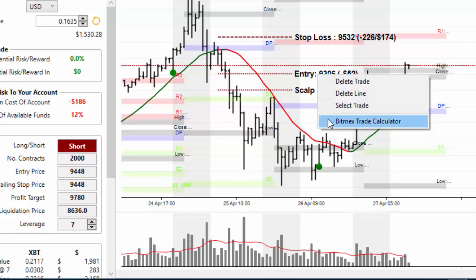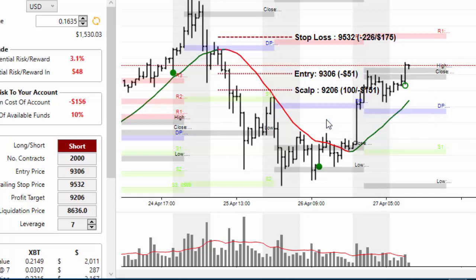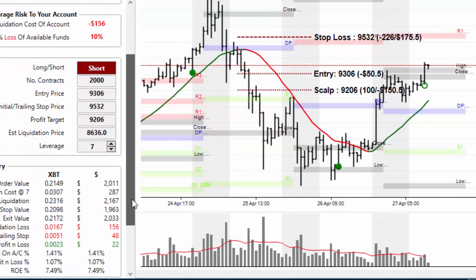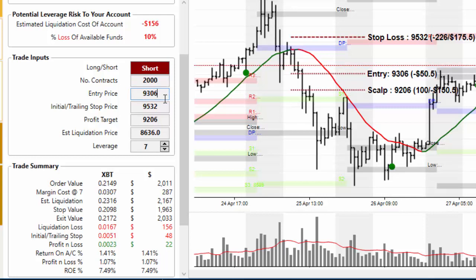And then if I right click here, I can click onto the Bitmex risk management, and all of a sudden everything's changed. I've still got 2,000 contracts, but now you'll see that the entry price has changed, the initial stop has changed, and also the profit target there. The liquidation price won't be relevant, and I'm not going to fill that one, and I've shown you how to do that. And now I could again calculate manually if I wanted to.